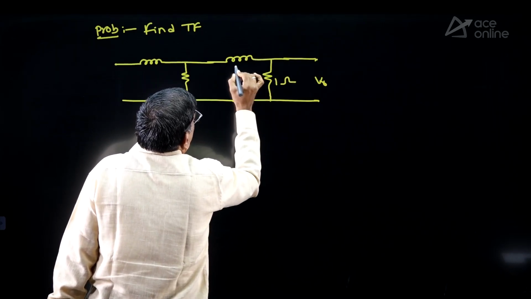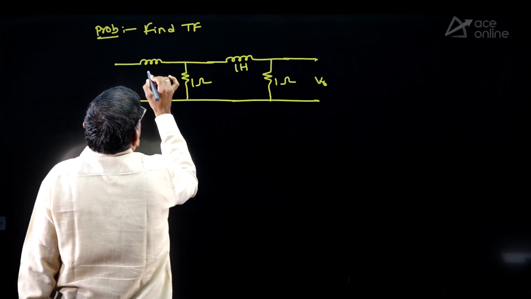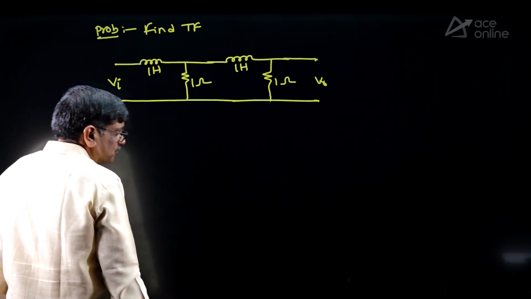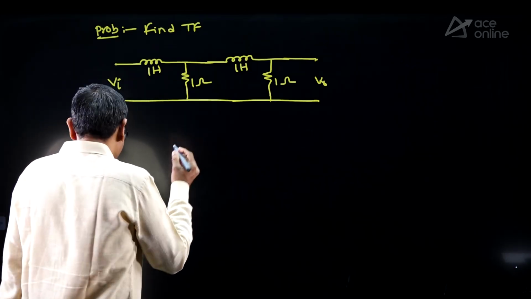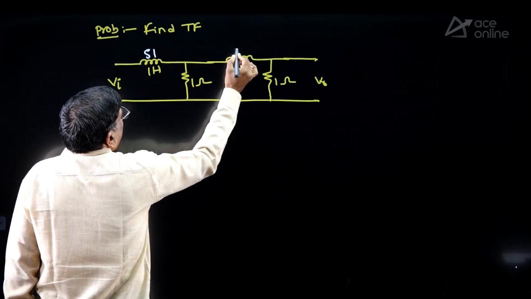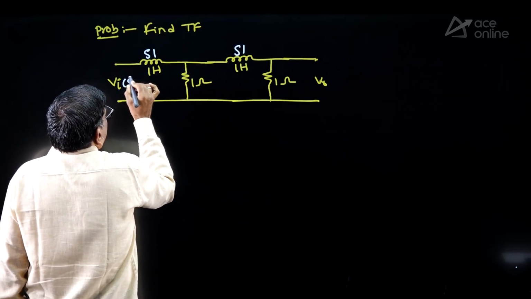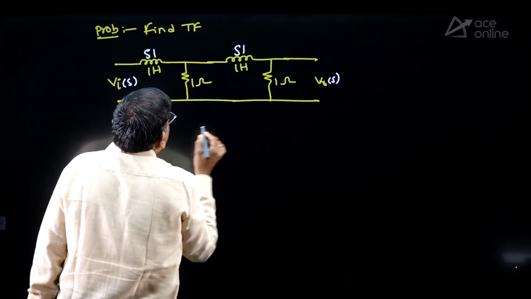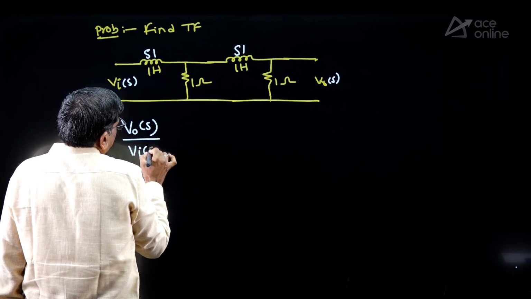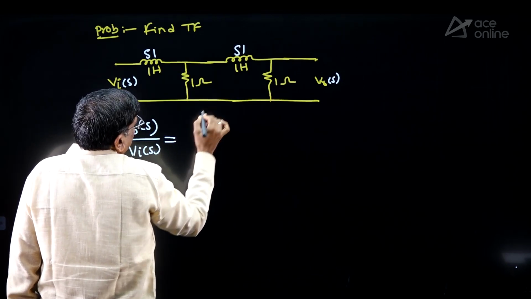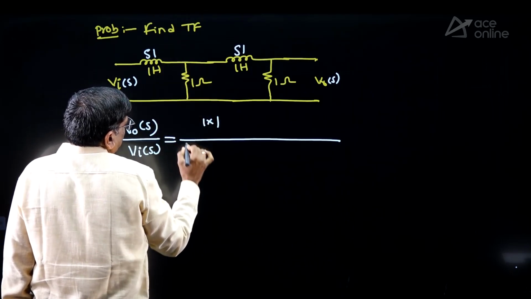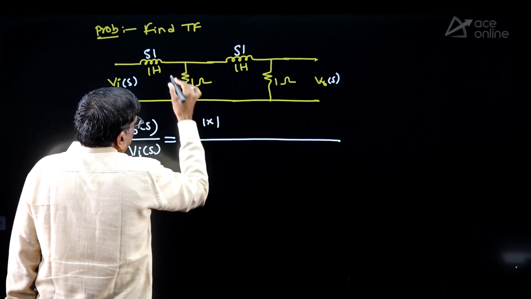One ohm, 1 Henry, 1 ohm, 1 Henry. Find the transfer function. So apply Laplace transform. So SL is S, L is 1 here. SL is S, L is 1. Vi of S, V naught of S. So what is the answer? V naught of S by Vi of S equal to product of shunt impedances, 1 into 1, 1 only, divided by Z1 with Z2, means yes. Yes or no? Z2 is 1, right?